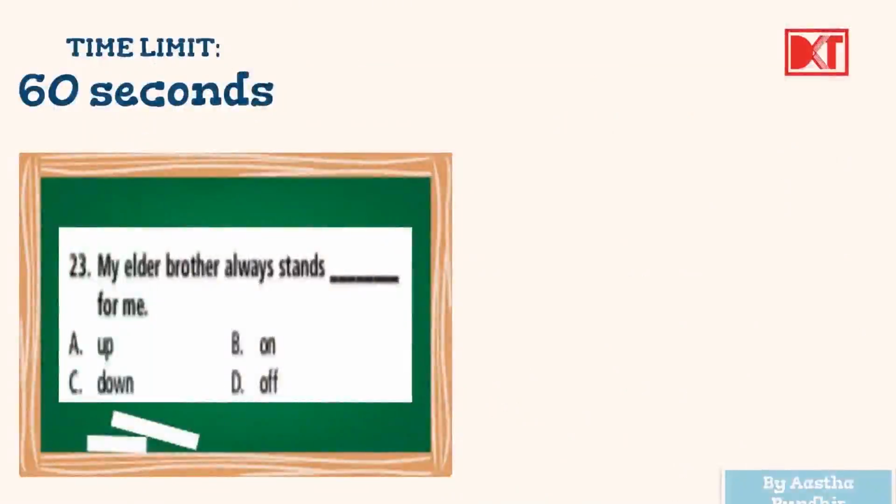Here we have: my elder brother always stands dash for me. Stands up for me, stands on for me, stands down for me, or stands off for me. So here the correct answer is my elder brother always stands up for me.